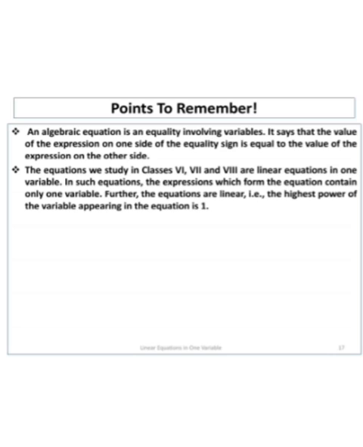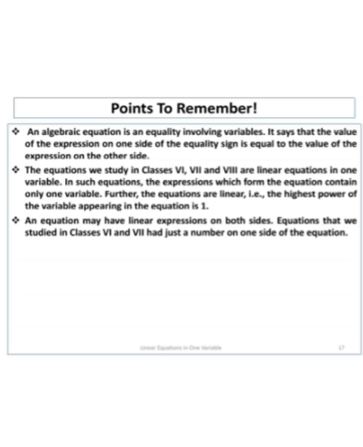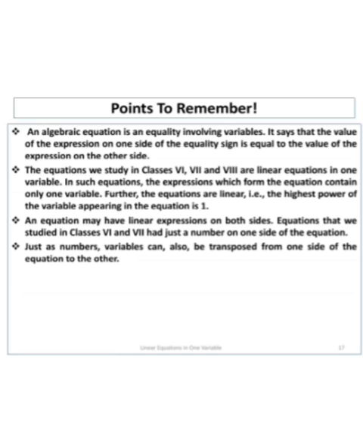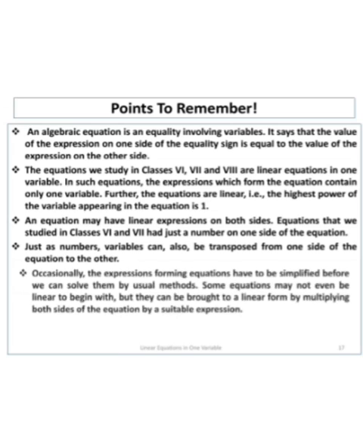In each equation, the expressions which form the equation contain only one variable. Further, the equations are linear, that is, the highest power of the variable appearing in the equation is 1. An equation may have linear expressions on both sides. Equations that we studied in classes 6 and 7 had just a number on one side of the equation. Just as numbers, variables can also be transposed from one side of the equation to the other.